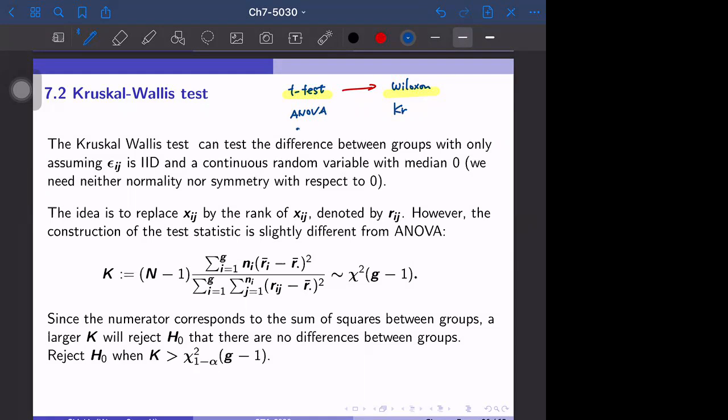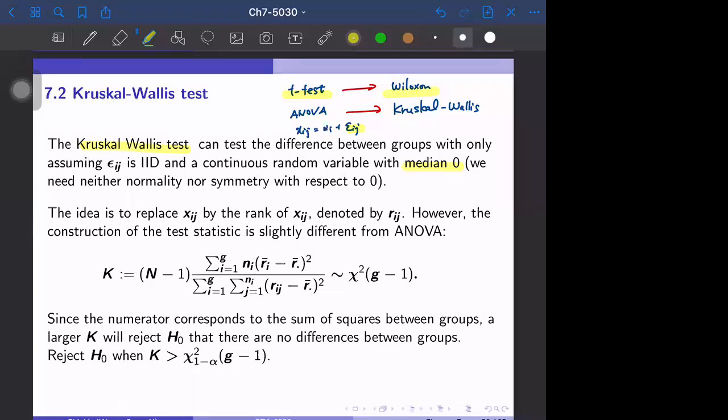ANOVA assumes that x_ij is alpha_i plus epsilon_ij, and epsilon_ij is normal. But the Kruskal-Wallis test does not make any distributional assumption. Actually, we have some small assumptions, but very weak ones. So we discuss this Kruskal-Wallis test in this video. It can test the difference between groups while only assuming the epsilon_ij's are independent and identically distributed and continuous. We don't have any assumption on the median, or even the mean, and no distributional assumption. It doesn't have to be symmetric.